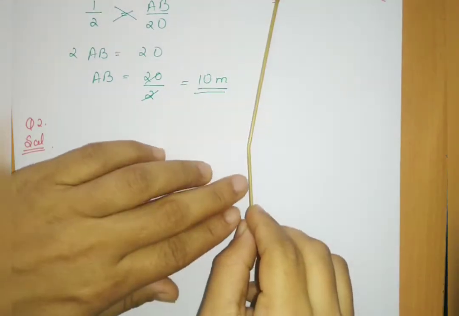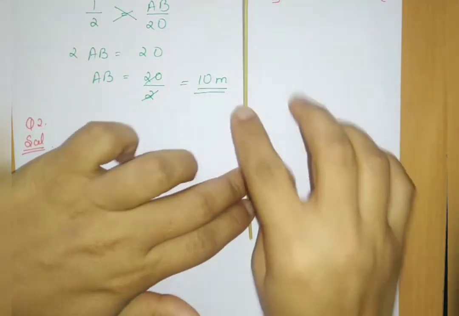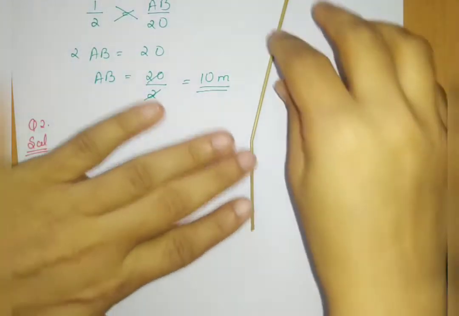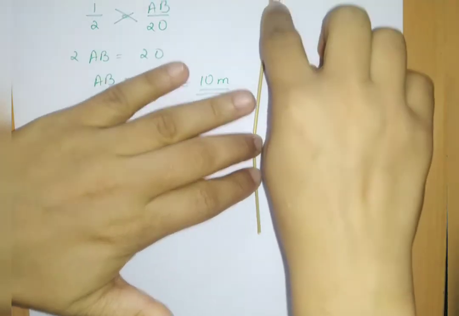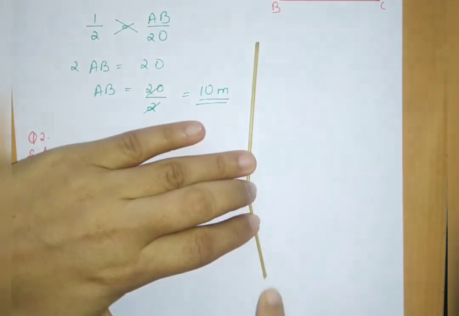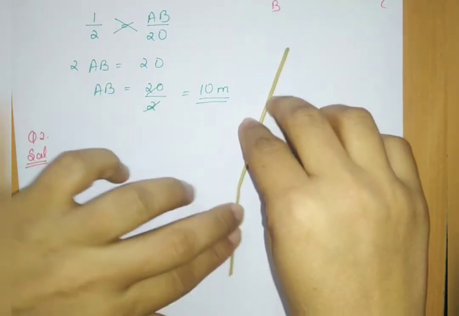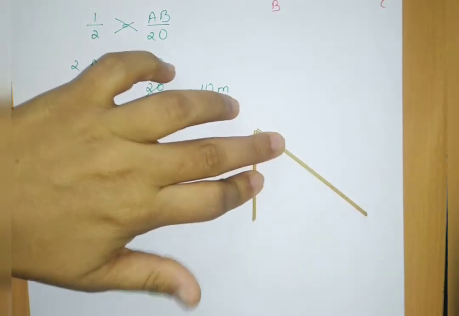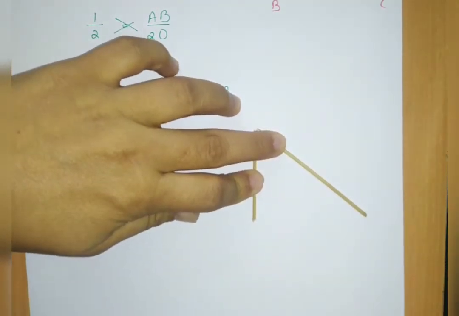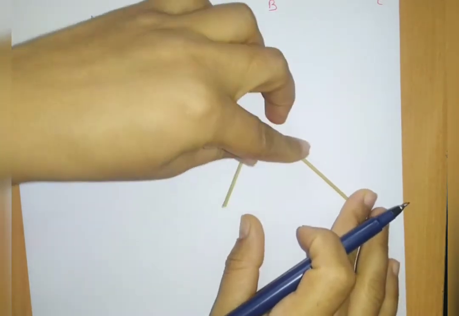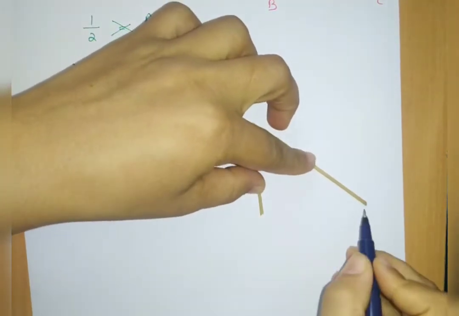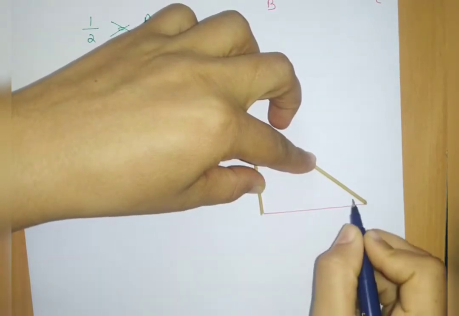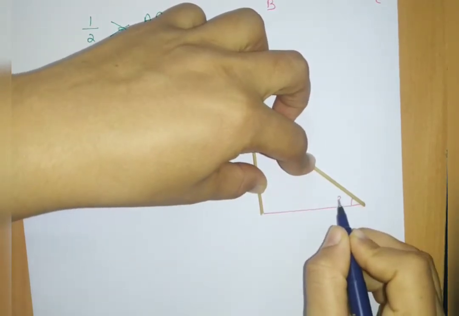Let's suppose this is a tree I have. Then what happened? The storm came and this tree broke. This is the top of the tree and this is the foot of the tree. Now this tree broke and touches the ground. So my figure is something like that. After that, what are they saying? After touching the ground, it makes an angle of 30 degrees. So this is the angle of 30 degrees we have.